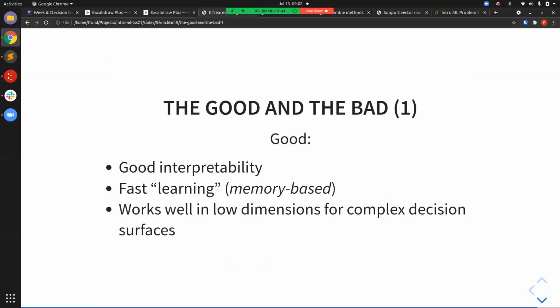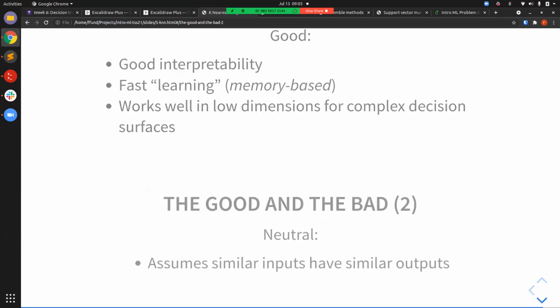And we said it has some strong advantages. The result is very interpretable. It's easy to point to the neighbors and say, oh, we chose this particular class because this sample is very similar to these other samples. And it generally works well in low dimensions if you have a very complex decision surface. So it's capable of learning an arbitrarily complicated decision surface or regression line without having to have a fixed basis function that you know about in advance.